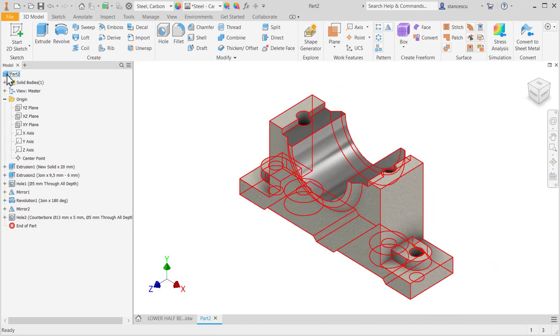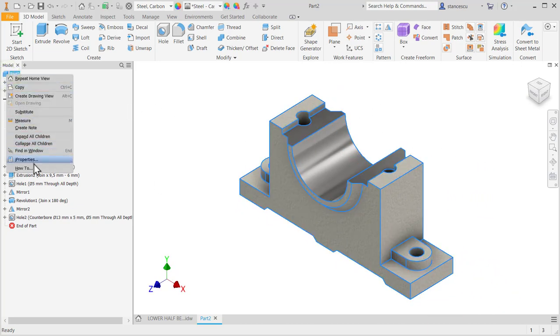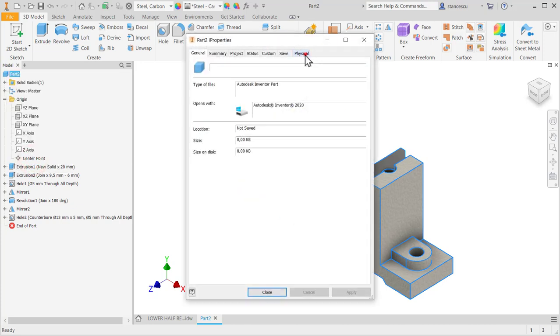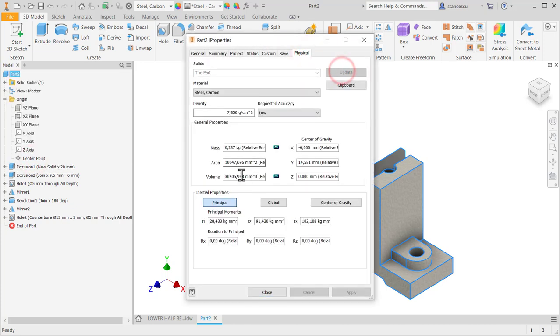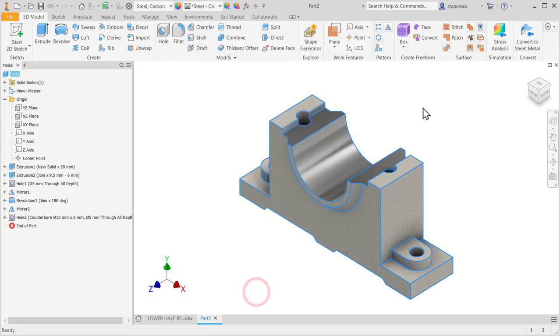Yes, this is our part. Dimensions, data, physical update: 0.237, a quarter of a kilogram. I told you this is not a big object. That's all for the moment.